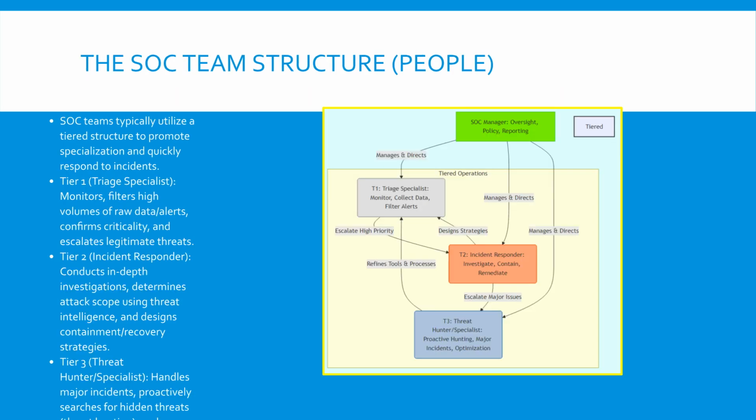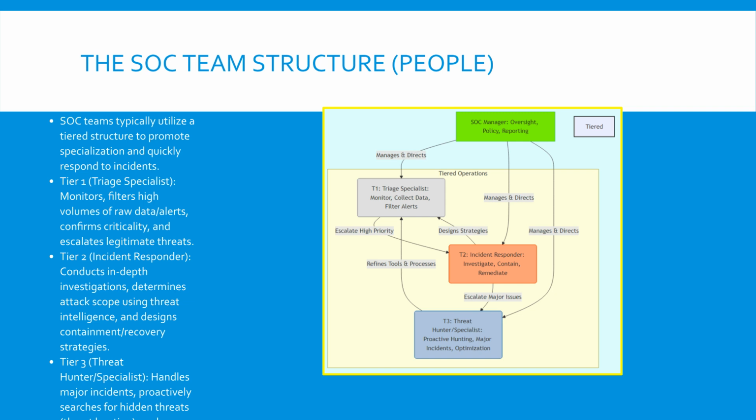The people inside the SOC are structured into specialized roles to handle threats efficiently. This often uses a tiered model to ensure quick response and thorough investigation. At the entry level, we have the Tier 1 triage specialist. Their crucial job is continuous monitoring, collecting raw data, and reviewing the constant stream of alerts. They decide if an alert is real or a false positive. This is vital to reduce alert fatigue. If they confirm a legitimate issue, they escalate it to the next tier.